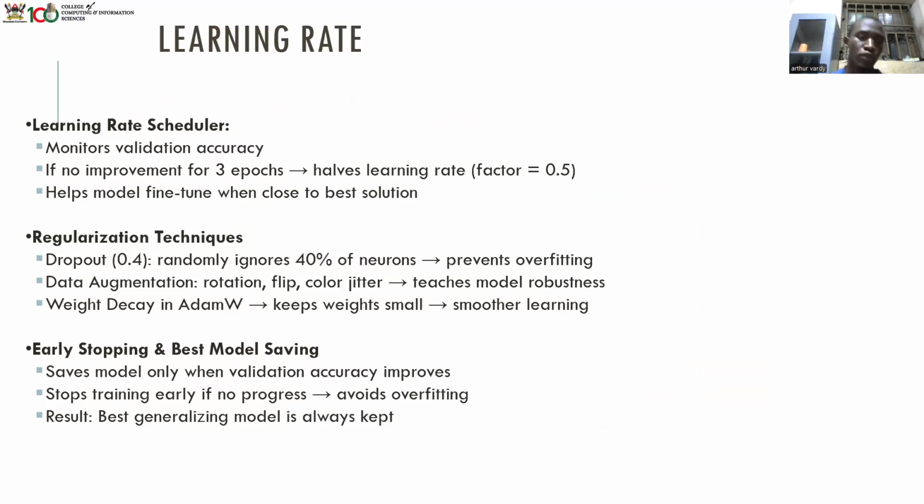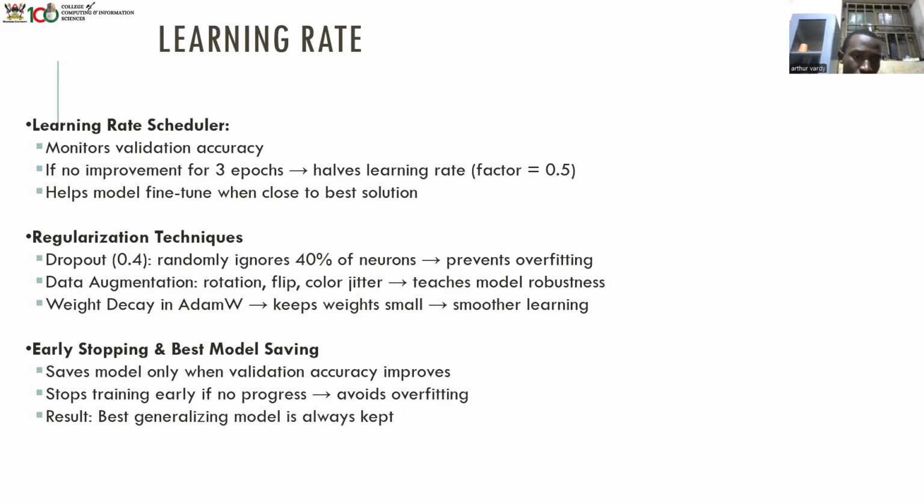Then you have the regularization technique, where the dropout of 0.4 randomly drops 40% of the neurons, thus preventing overfitting. And the data augmentation, here we had the rotation, the flip, the color jitter, which was teaching the model robustness. Then you have the weight decay in AdamW, which helps us to keep the weights small. That's smooth learning.